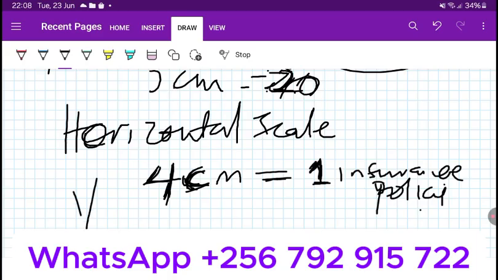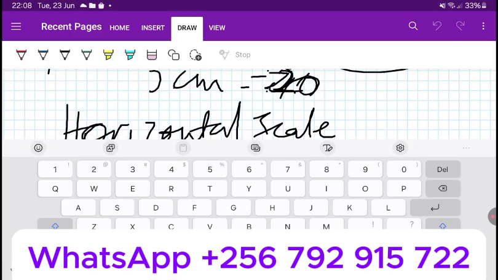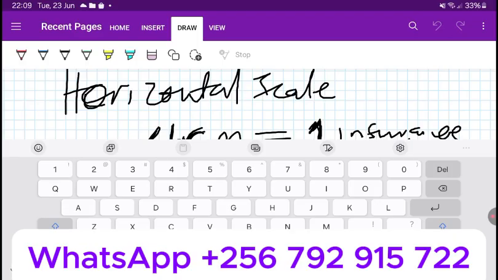Then for the vertical axis, or the vertical scale, because here we are focusing on the scale first, we are going to use 2 centimeters to represent 20 units. It means one small square will be equivalent to 2 units, because the 2 centimeters have 10 small squares.